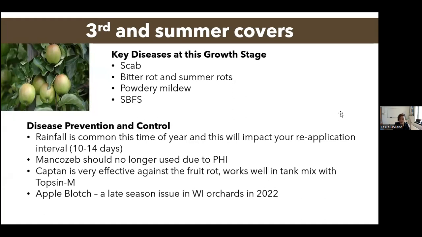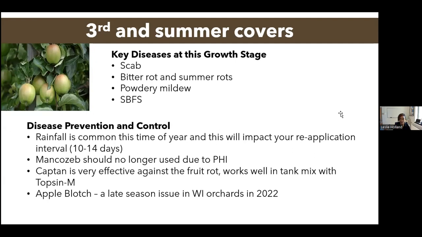However, if you are getting that rainfall, it's important to keep up with that and continue to manage your fungicide sprays throughout the season. At this point in the season, mancozeb is likely not going to be a feasible option due to that extensive PHI. However, Captan is very effective against the fruit rot pathogens, and it does work very well in tank mixes with Topsin. And this is especially true for that sooty blotch and fly speck disease complex.